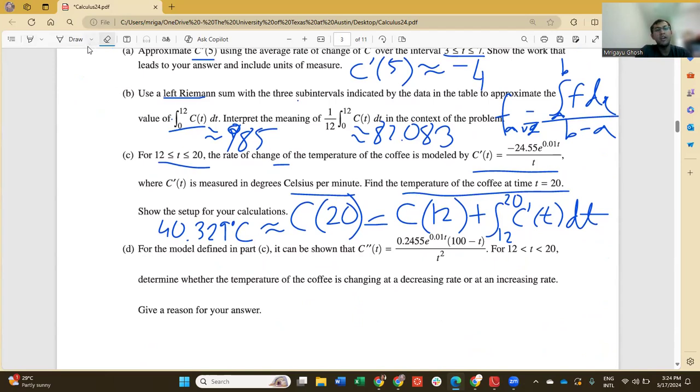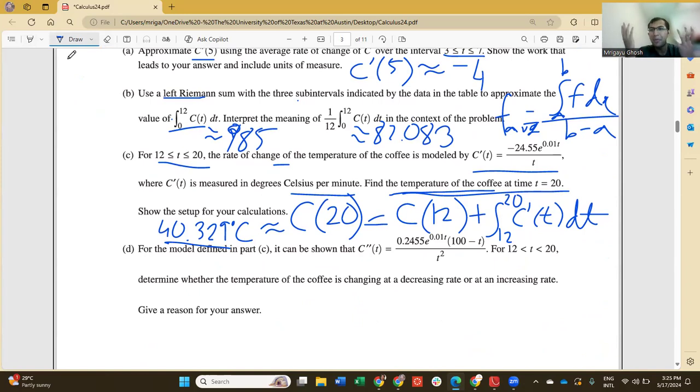But here, the reason I would include units is because they ask you to find the temperature of the coffee, not the value of C of 20, right? I mean, they're representing the same thing, but C of 20 is the temperature divided by degrees Celsius. It's a number, right? Whereas if it asks you what is the temperature, then you should write the actual temperature, in my opinion.